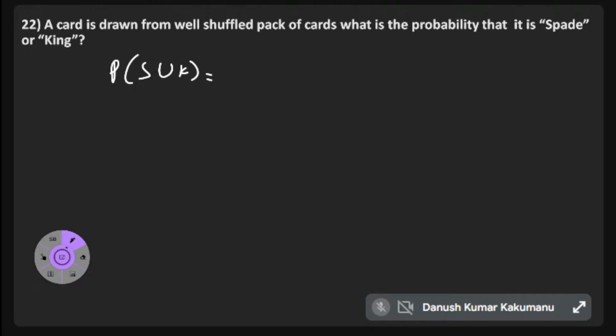Whenever they are asking either A or B, what is the logic? Simple: the additive law. Probability of the spade plus probability of the king minus probability of spade intersection king. Probability of the spade is 13 by 52. Probability of the king is 4 by 52, minus king spade.